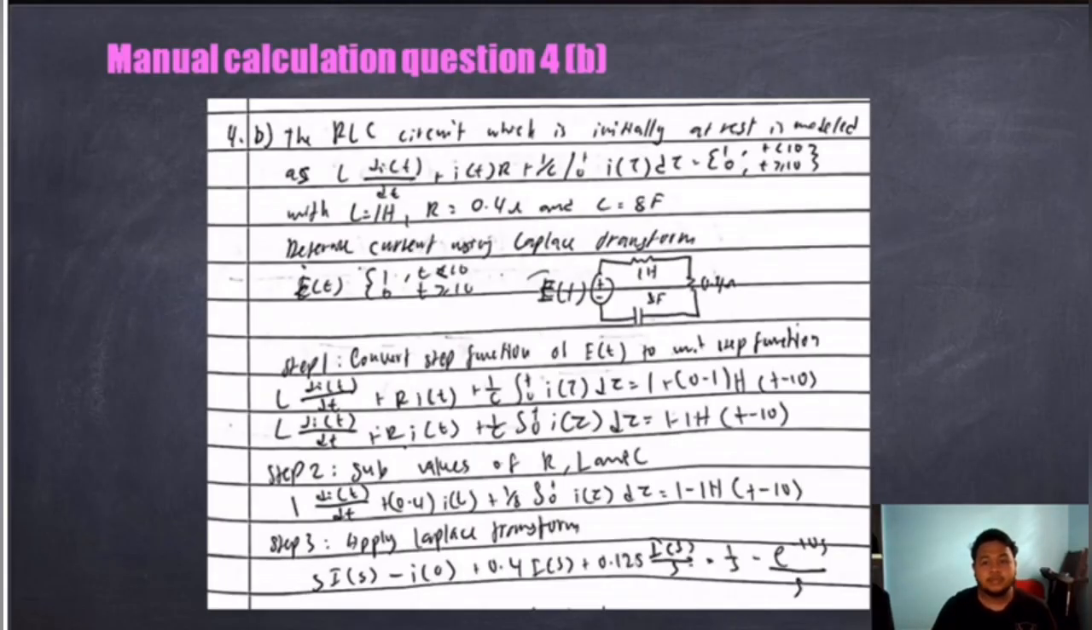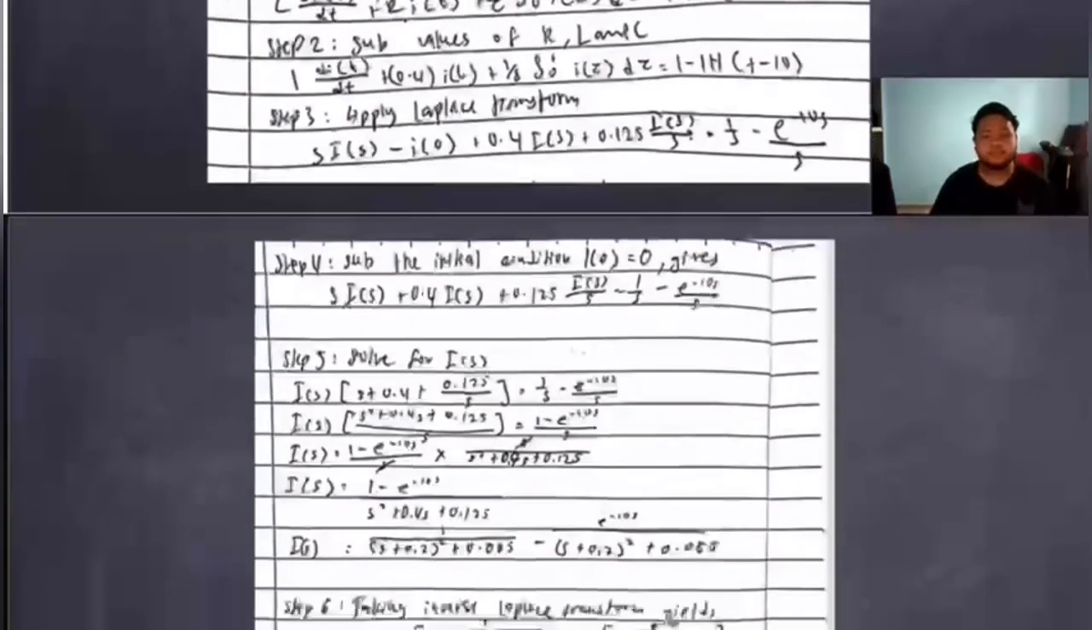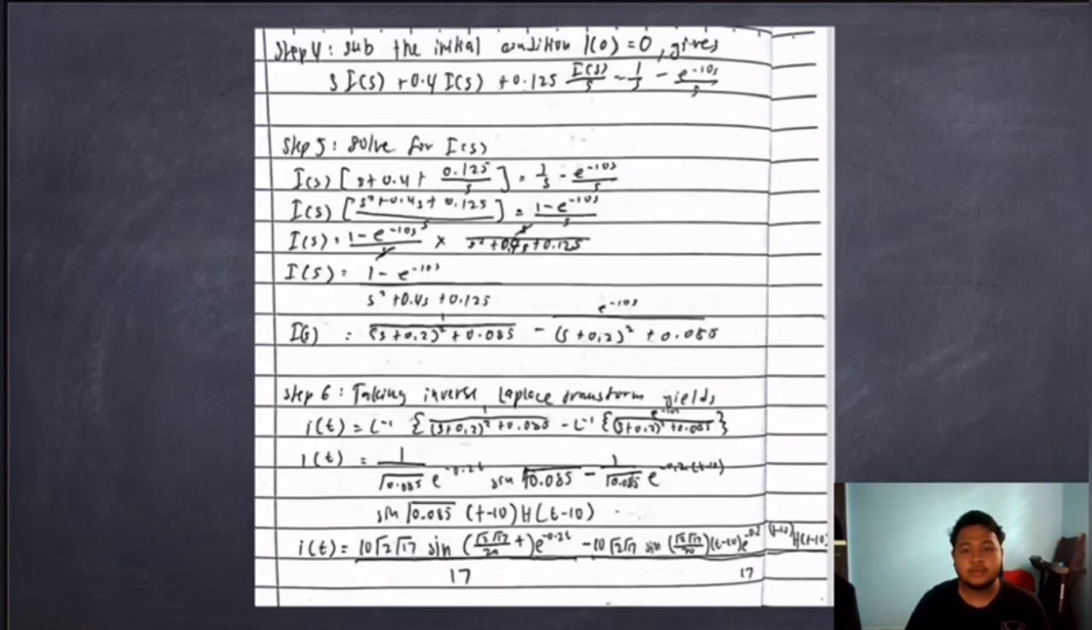Question 4b is the application of Laplace transforms in an RLC circuit. The model circuit is given in the question. First, we convert the step function of e(t) to a unit step function. Then we substitute the values of R, L, and C into the equation and apply the Laplace transform. After that, we substitute the initial condition, which is i(0) equal to 0. Next, we solve for I(s) for both sides. Lastly, we do the inverse Laplace transform and get the final answer as shown in the slide.